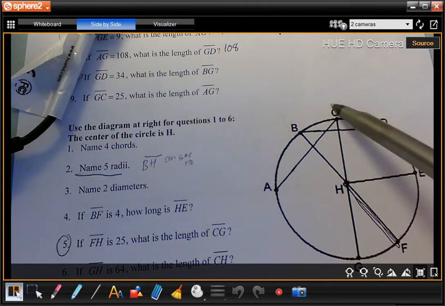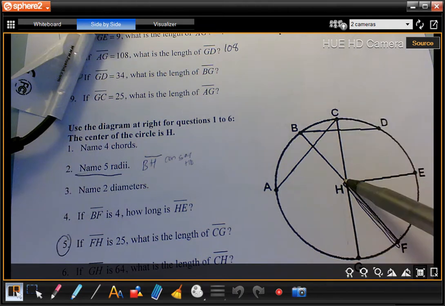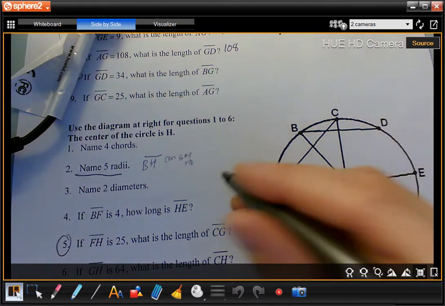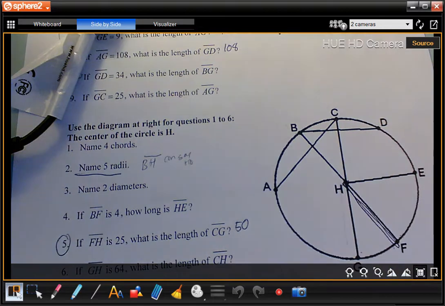Now, C to G, as you can see, goes through the middle, with end points at each side, so that makes it a diameter. So if half of it is 25, the whole thing would be 50. Okay, so the front is basically just looking at those vocabulary, and we're going to go to the next page and look at some of these.